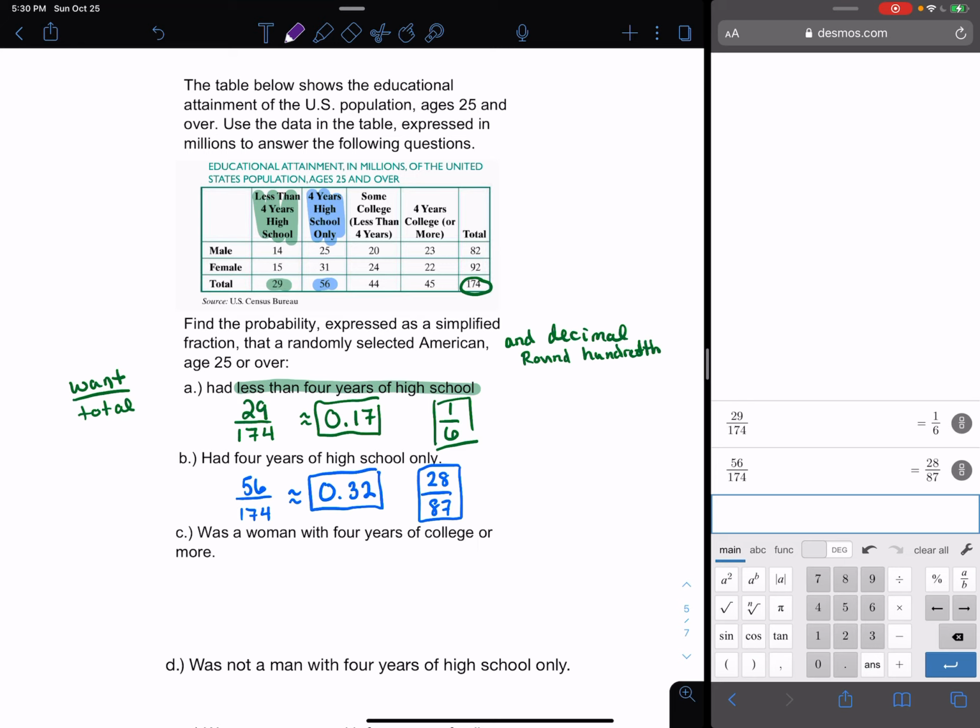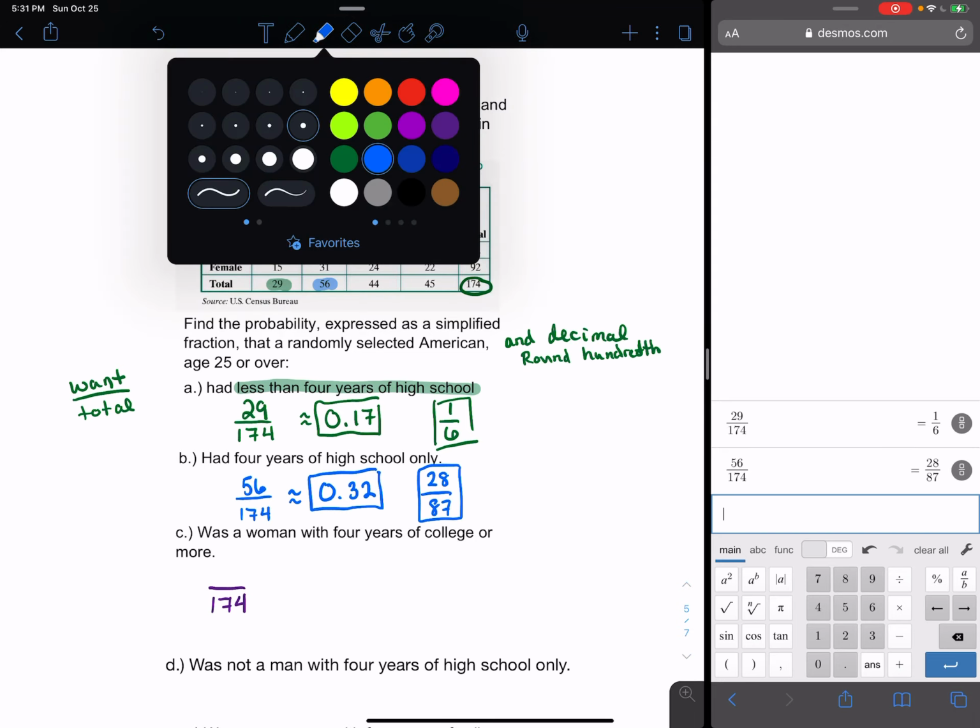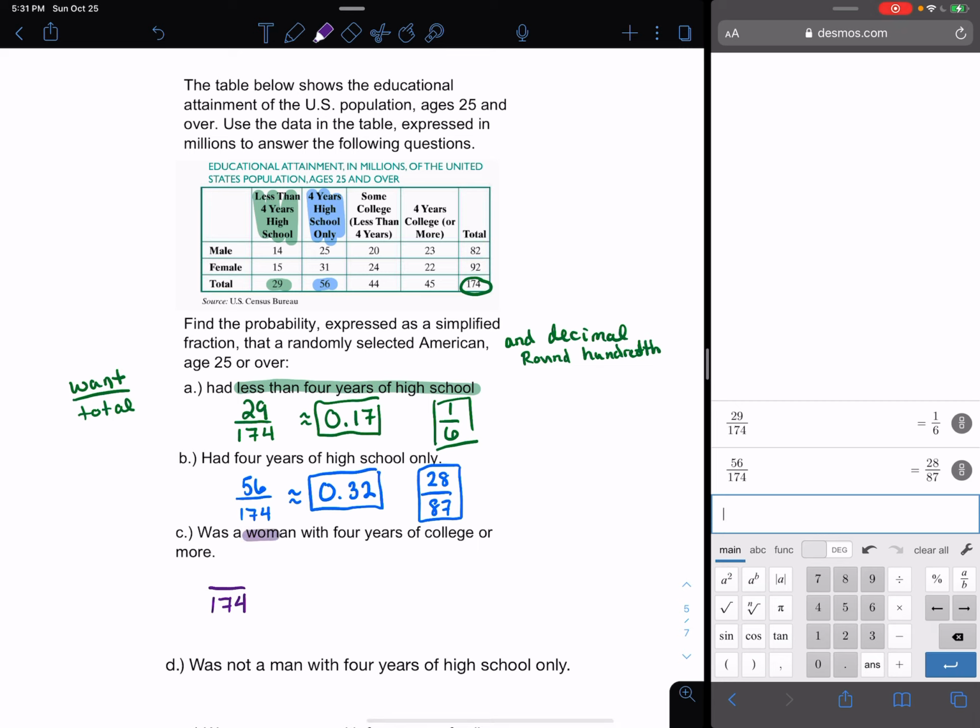In part C, they say was a woman with 4 years of college or more. So my denominator is still 174, the total number of people we're looking at, but this time I want a woman with 4 years of college or more. So I'm going to go over to 4 years of college or more, and I'm going to look at this female row. Remember, female goes along with women, and male goes along with men. So 22 is going to be my numerator.